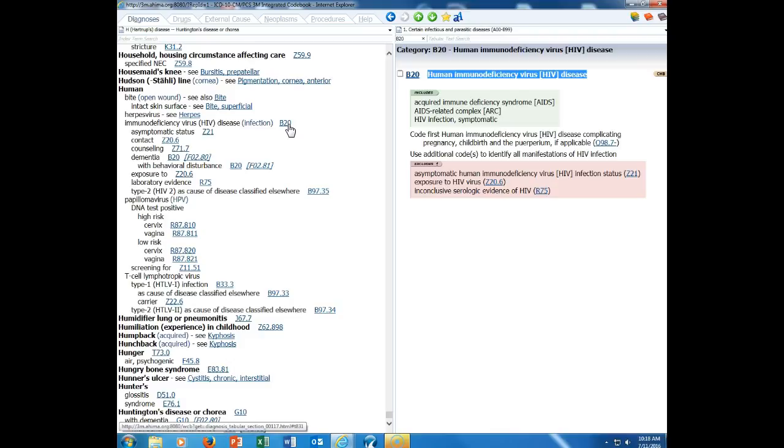Now, it's also very important to know that if a patient comes in with a condition unrelated to the AIDS, let's say that a patient who has AIDS is in a car accident and fractures a femur, that fractured femur will be the principal diagnosis code because it is unrelated to the AIDS.